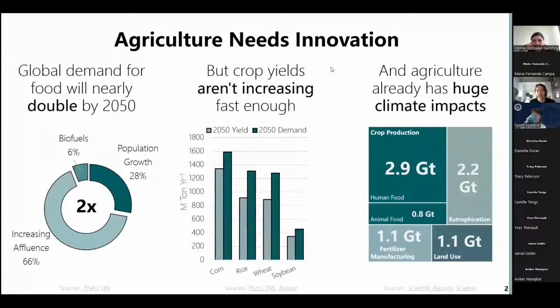But that being said, agriculture itself is in need of some innovation. Like Yvonne said, we're growing a population and we need to produce more food. But we're also on track to miss production needs in all four major staple crops. Globally, our yields are stagnating or declining due to climate pressures and other issues with agriculture. And as we all know, agriculture already has huge climate impacts. These are gigaton-scale impacts associated with food production, animal food production, eutrophication, things like that.